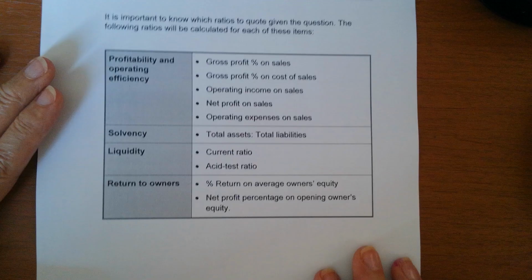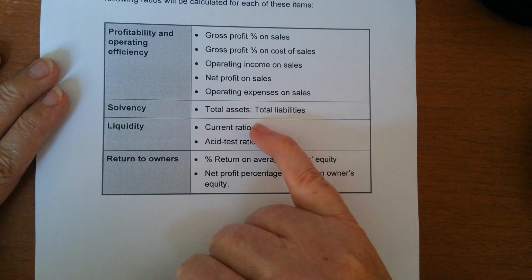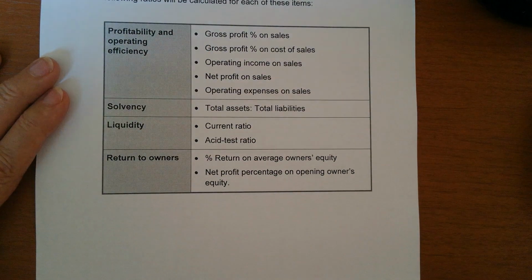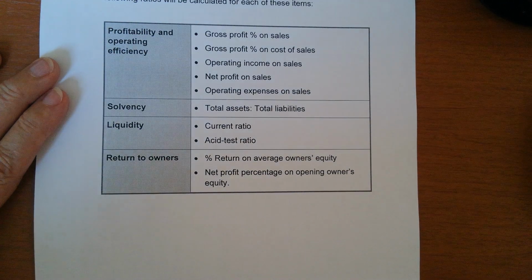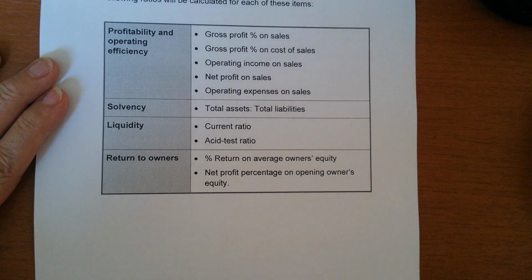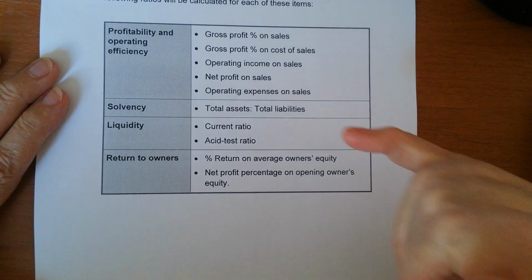For liquidity, you will calculate the current ratio and the acid test ratio, and make sure that you understand exactly all the possible questions. Why is it too high? Why is the inventory? What can you do to decrease the inventory? How can you improve certain ratios? That you can do all of that.